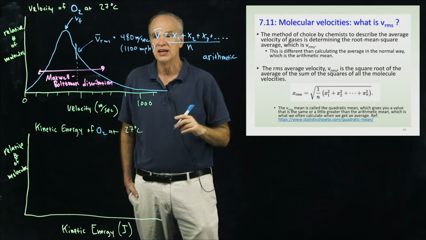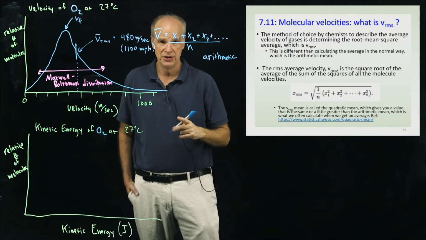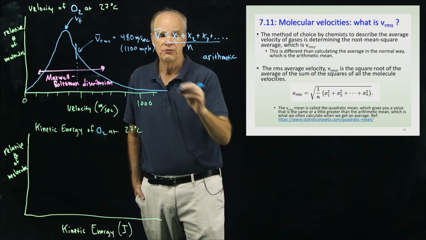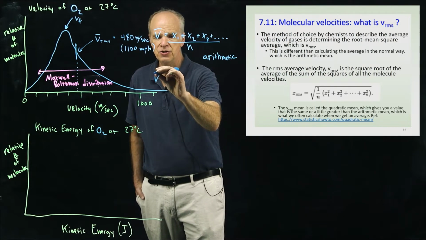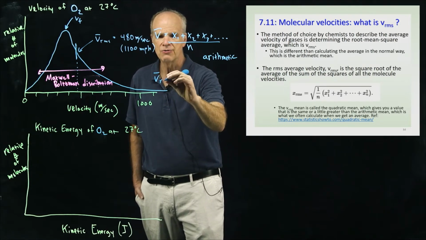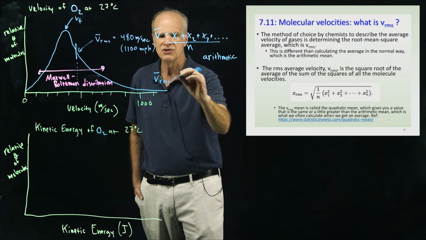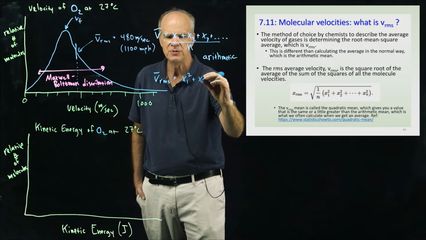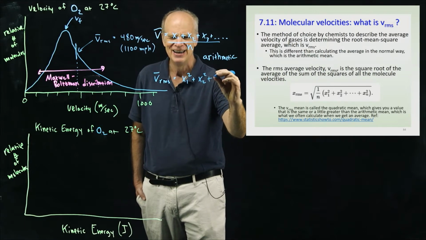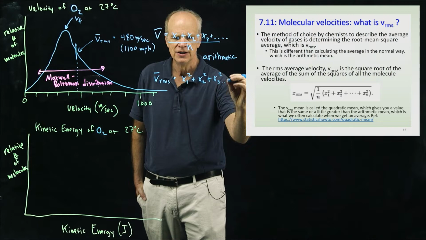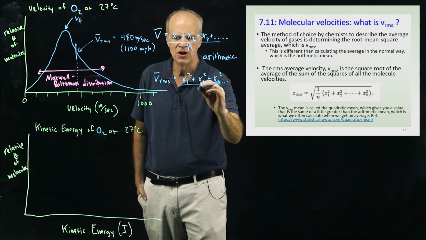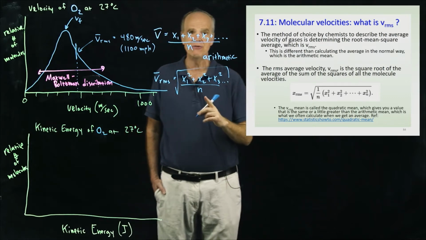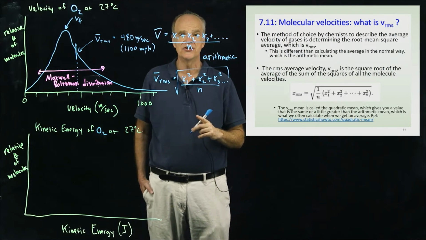Here, we're calculating the average in a little bit different way. It's called a root mean squared average, and the formula for that is on the screen. Here we have V bar, and then we write RMS for root mean squared average. You take the speed of one molecule and square it, add it to the speed of the next molecule squared, and so on. Then you divide by the number of molecules and take the square root of all that. That will give you a root mean squared average.